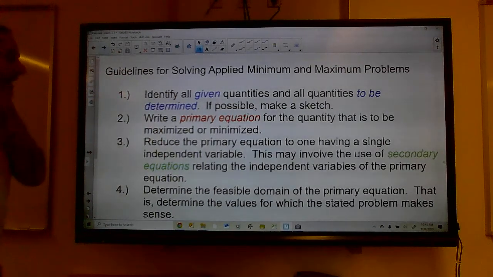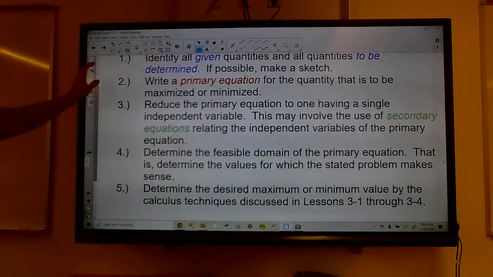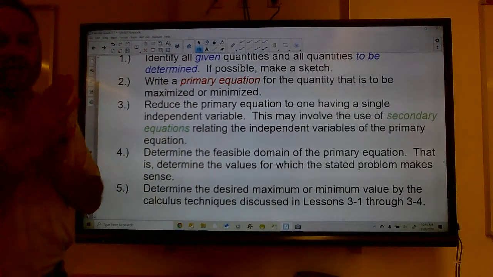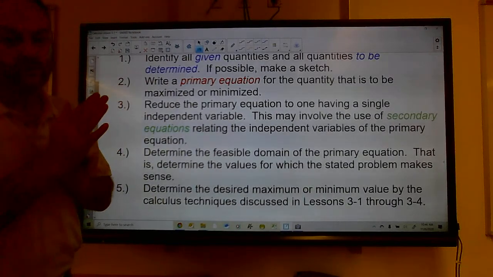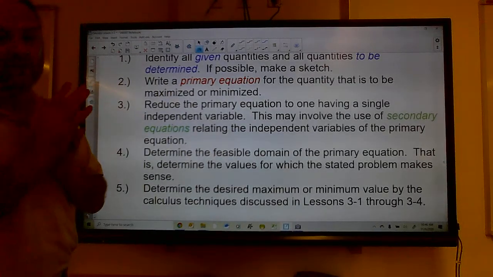Guidelines for solving applied minimum-maximum problems. Identify all the given quantities and quantities to be determined. If possible, make a sketch. That's really important sometimes. Write a primary equation for the quantity that is to be maximized or minimized. Reduce the primary equation to one having a single independent variable.